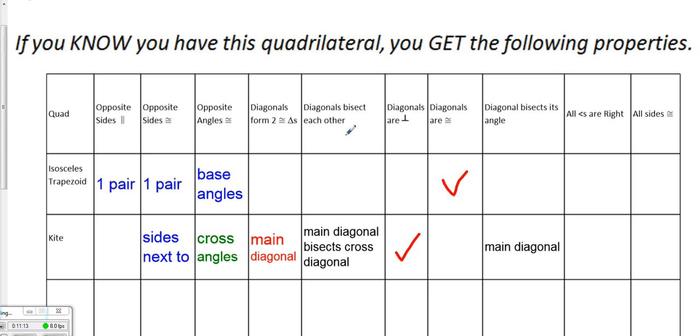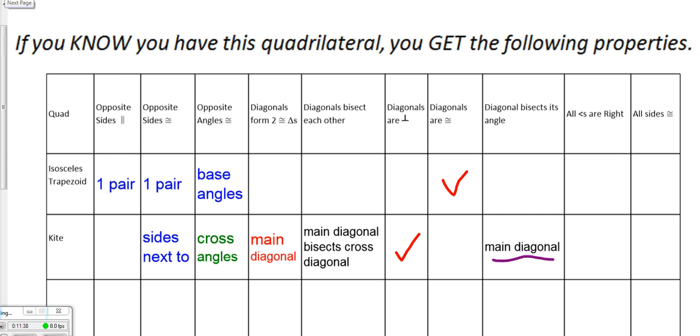The diagonals bisect each other. Well, again, only the main diagonal bisects the cross diagonal. So the cross diagonal is the one that gets cut in half. Diagonals are perpendicular. Yep, that is true for a kite. Diagonals are not congruent. They're not just as long as each other. And the diagonal bisects its angles. Again, only the main diagonal does that. The cross diagonal does not bisect its two angles.